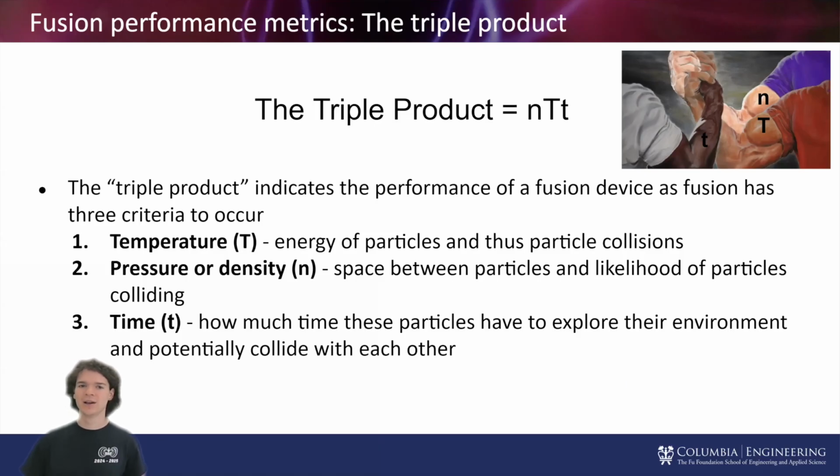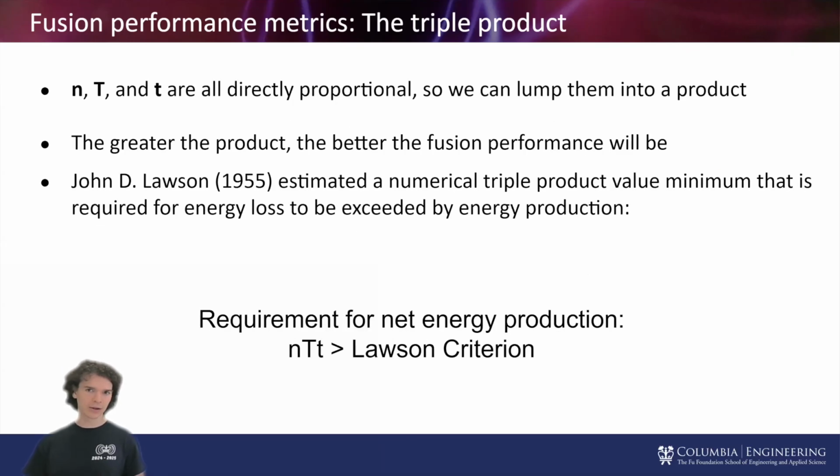So increasing all three of these will make more fusion, and that's why we multiply them together to create the triple product. So the greater the product, the better fusion performance there will be. And there have been analyses, namely one by John D. Lawson in the 50s, where you can estimate what you need from the triple product to create more energy out than is lost from your fusion processes. And this is called the loss criterion.